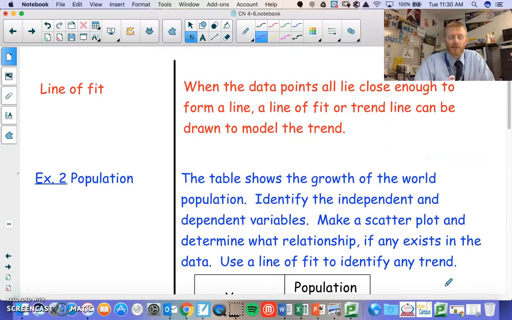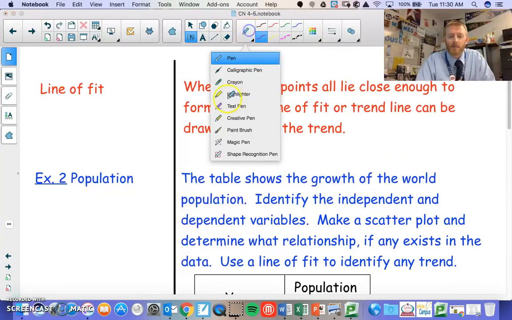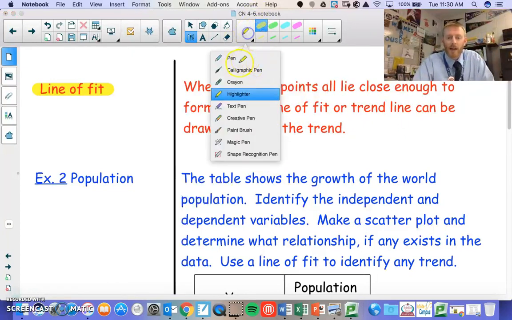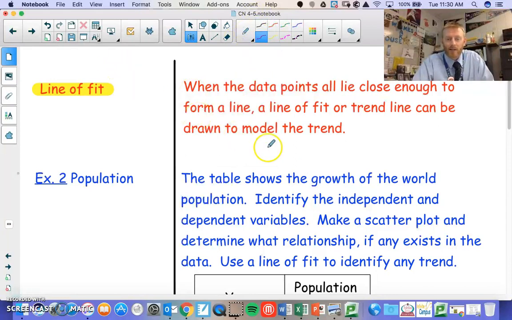Now, the actual difficult part of this specific section is making lines of fit. A line of fit is when the data points all align close enough to form a line, and a line of fit or a trend line can be drawn to model the trend. So if we have a negative correlation, we're going to draw a line that's kind of like the average line of what the data shows, and then we're going to be able to create an equation from that line to be able to predict things in the future.